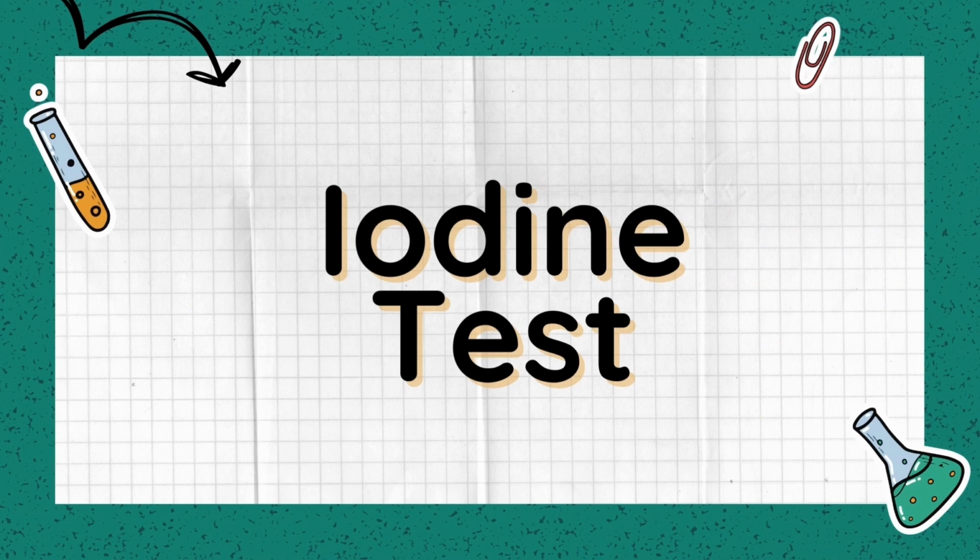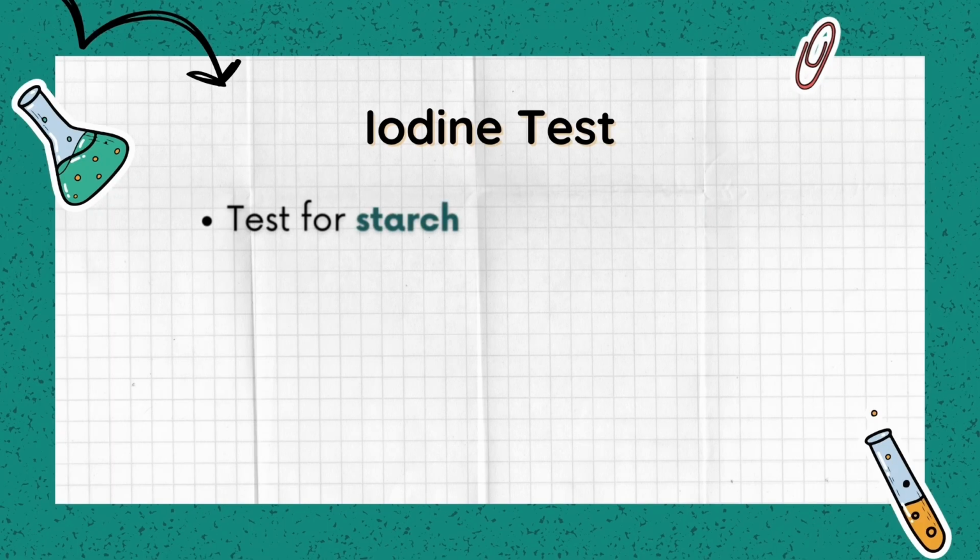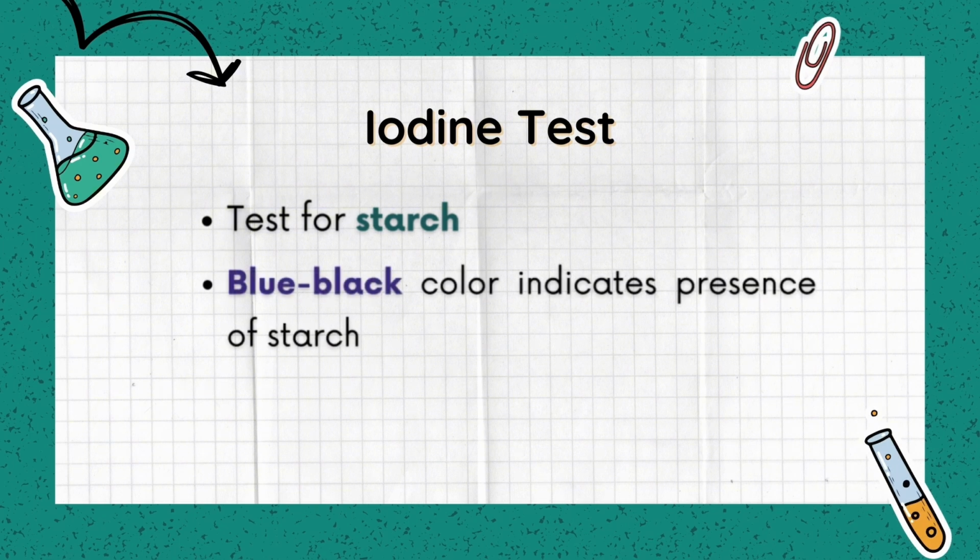Finally, we move on to our last test, starch. The iodine test is used to test substances for the presence of starch, or perhaps how well starch is being digested based on what color it produces upon the addition of the iodine solution.